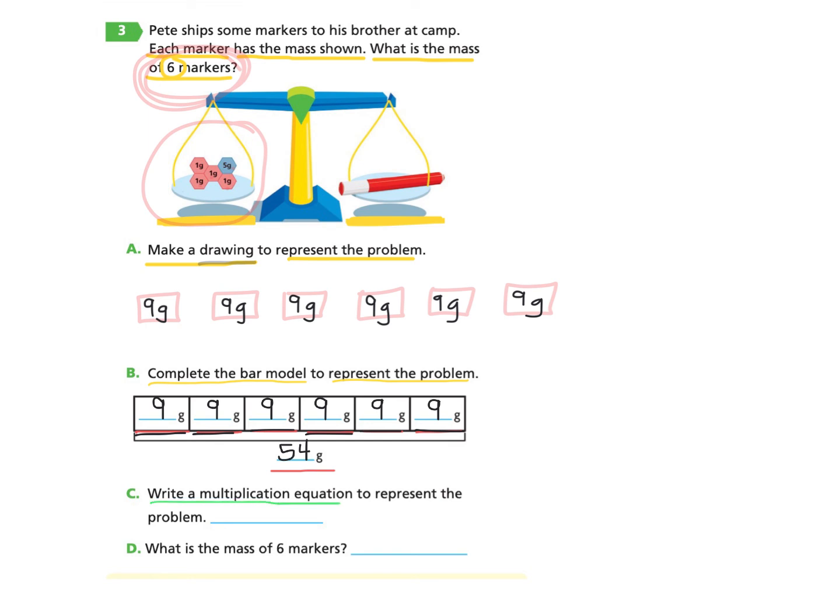Write a multiplication equation to represent the problem. Well, I had 6 markers, so I'm going to write 6, and I know that each marker was 9 grams. So I can multiply 6 and 9 together, just like I represented here and here. And when I multiply 6 times 9, I'm going to get the answer of 54.